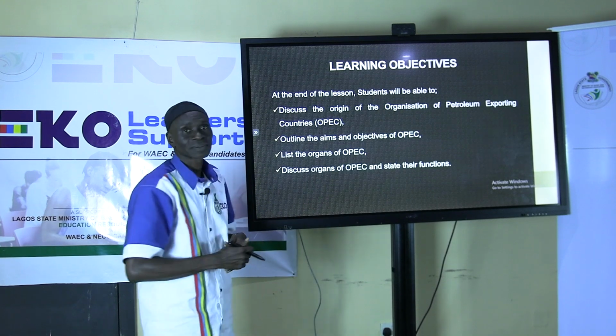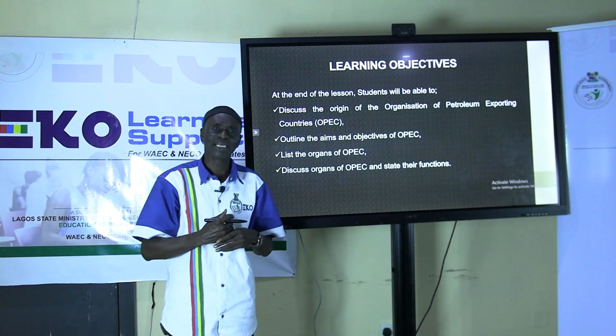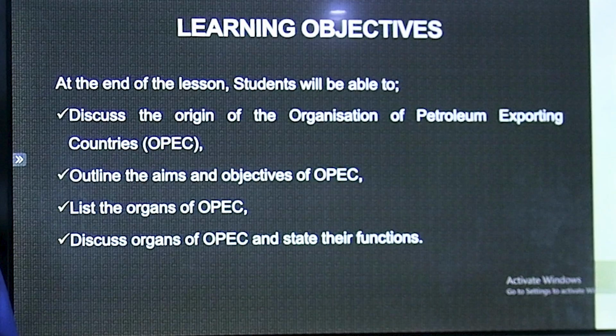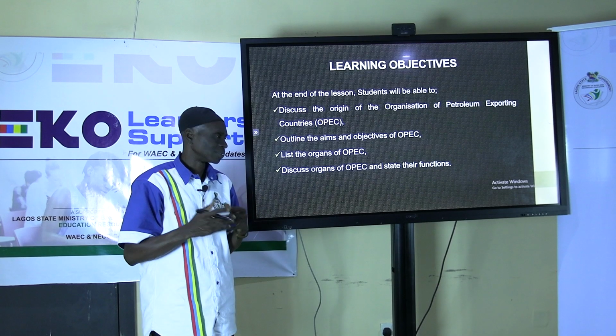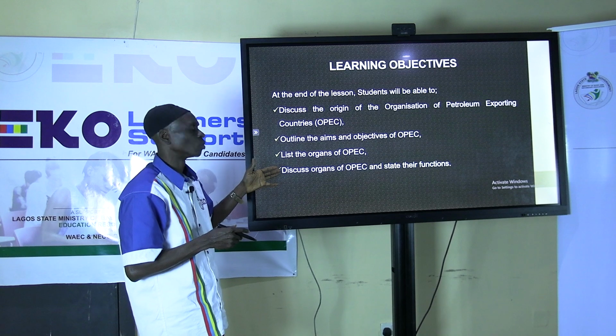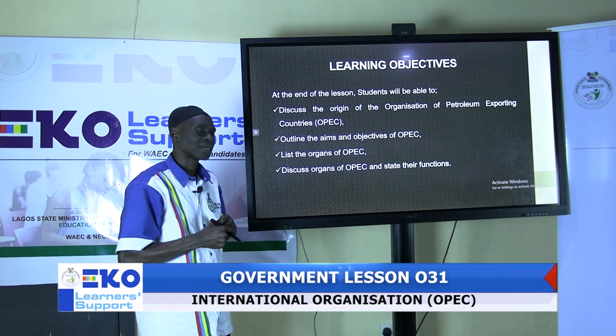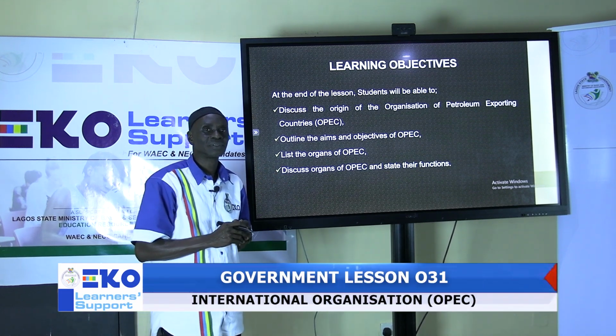Under it, what are we going to achieve at the end of the lesson? Objective number 1, discuss the origin of the Organization of Petroleum Exporting Countries, OPEC. Objective number 2, we are going to outline the aims and objectives of OPEC. Number 3, we will be able to list the organs of OPEC. And at the end, also, we should be able to discuss organs of OPEC and state their functions.